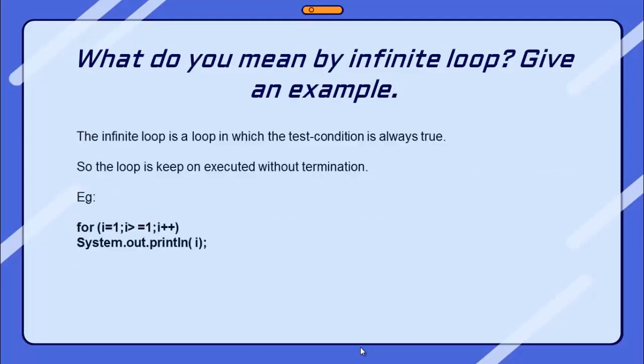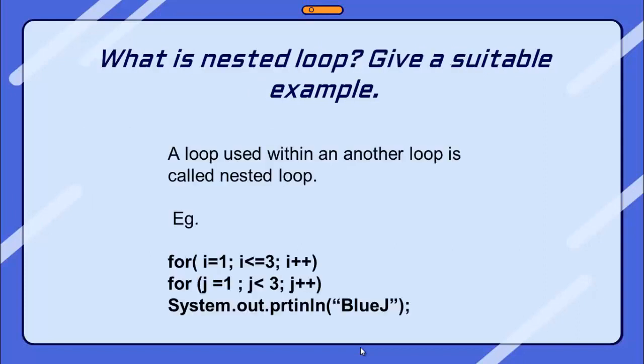What do you mean by infinite loop? Give example. An infinite loop is a loop in which the test condition is always true, so the loop keeps on executing without termination. So here comes the infinite loop. There will be no termination. Nested loop: a loop within another loop is called a nested loop. Here, inside the I loop, you have the J loop.